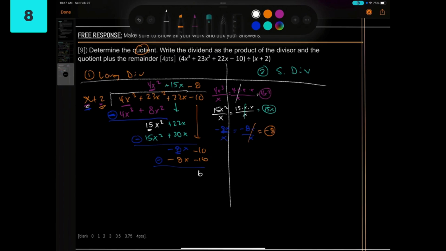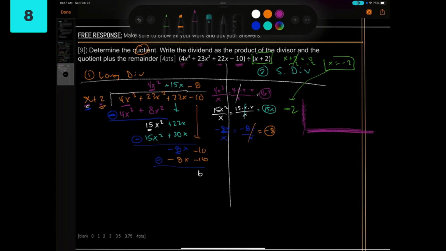Okay, now let's go ahead and do this with synthetic division. I'm going to set this one equal to 0. So I'm turning a factor into a 0. Subtract 2, x is equal to negative 2. That's what goes here on my outside. And I'm going to go ahead and draw my division sign. And then the coefficients, 4, 23, 22, and negative 10.